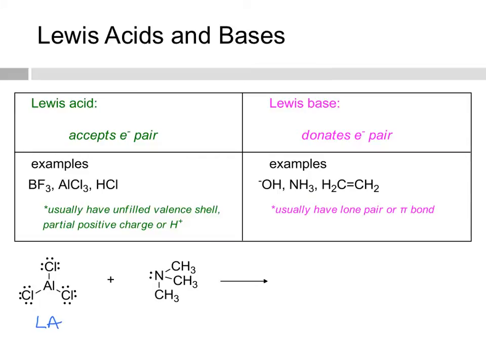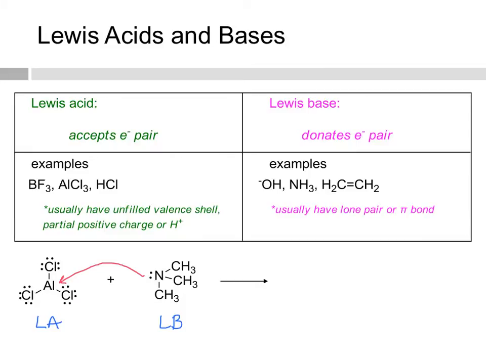And if we look at trimethylamine, we know that nitrogen has this lone pair, and therefore it can donate an electron pair, and that's the Lewis base. So trimethylamine is the Lewis base. So now let's use curved arrows to show the movement of electrons. So remember, you always start from where the electrons are, and the electrons are on this nitrogen. So we start from this lone pair, and we are going to attack aluminum.